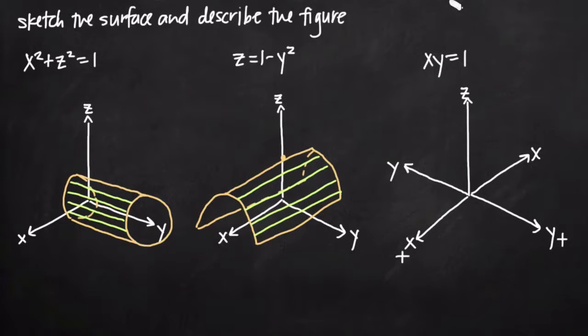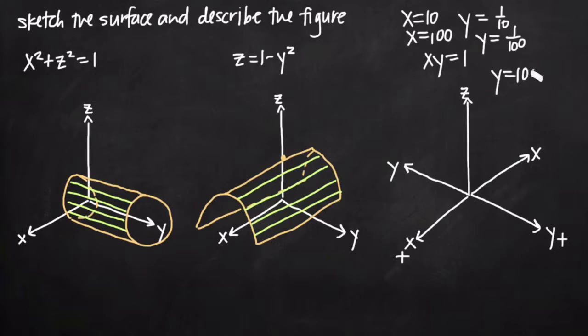So as an example, if we take x equal to 10, then y has to be equal to 1/10. There, x is large and y is small. If we take x equal to 100, then y has to be equal to 1 over 100. So as x gets larger and larger, y gets smaller and smaller, and vice versa. If y is equal to 100, then x has to be equal to 1 over 100. So as y gets very large, x gets very small.